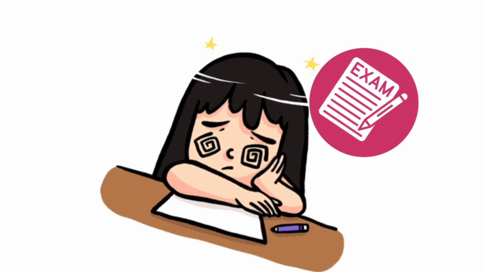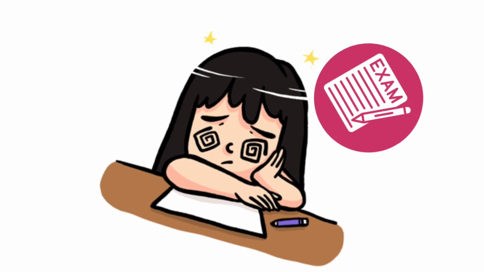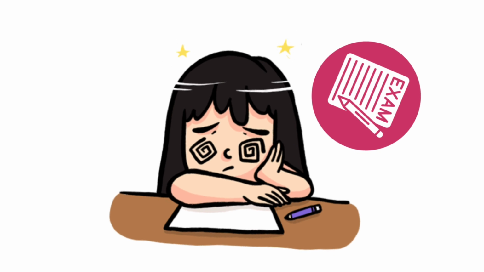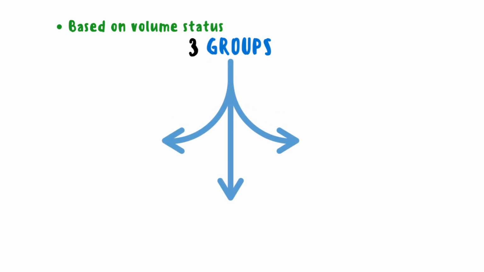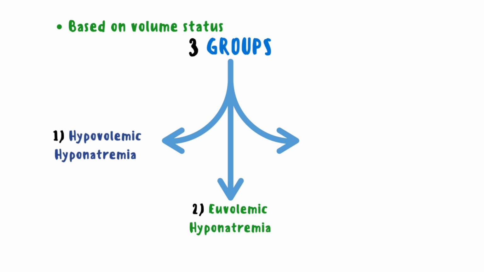But the most important classification of hyponatremia, as far as exam-oriented questions are concerned, is based on volume status. Based on the volume status, hyponatremia can be classified into 3 groups. Number 1 is hypovolemic hyponatremia, number 2 is euvolemic hyponatremia, and number 3 is hypervolemic hyponatremia.